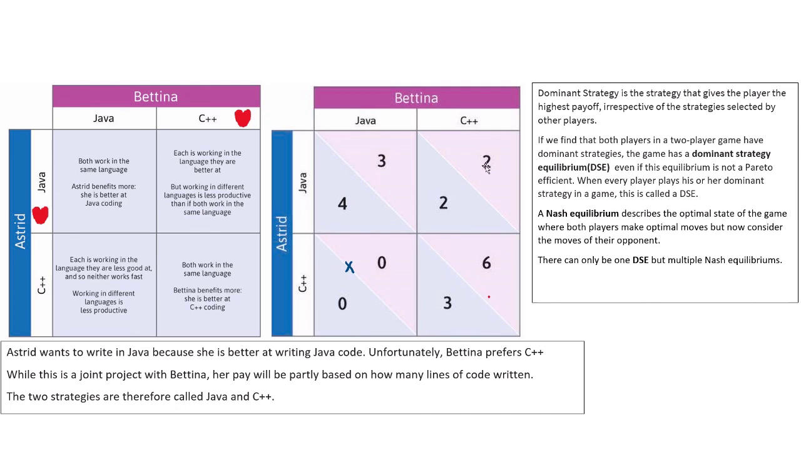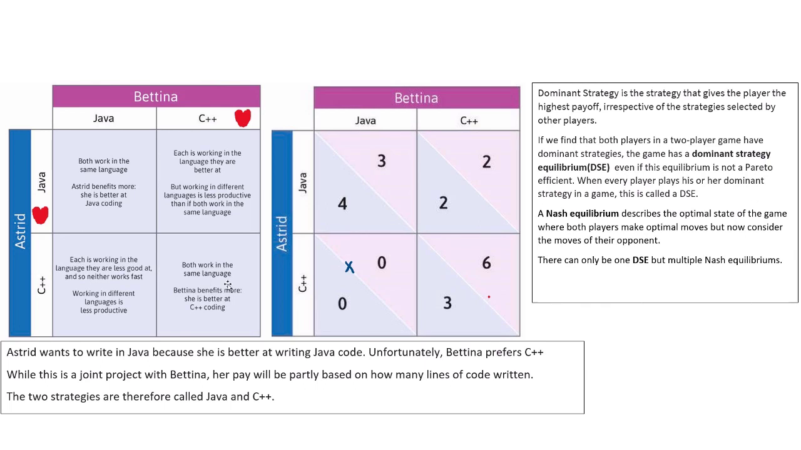So let's look at the payoff. If they each work in the language that they like, then the payoff is 2 and 2 respectively, okay? How about if they use the language that they don't like? So if Astrid uses C++ and Bettina uses Java, both use the language they don't like. So neither works fast, okay? Working in different languages is less productive, so they get a 0-0 payoff, okay? The payoff is 0-0. And also if Bettina chooses C++ and Astrid chooses C++, what happens?